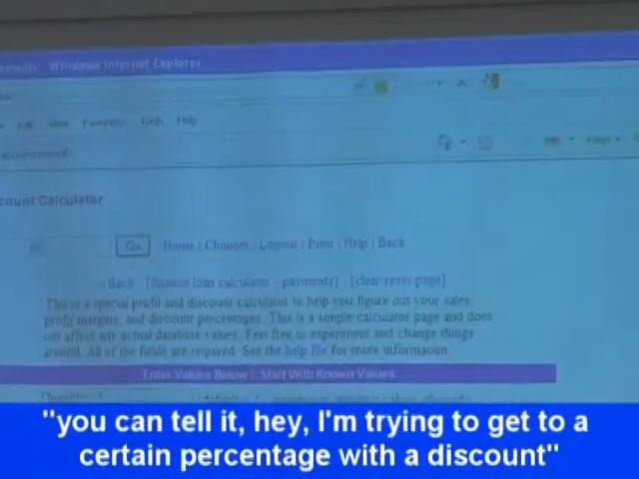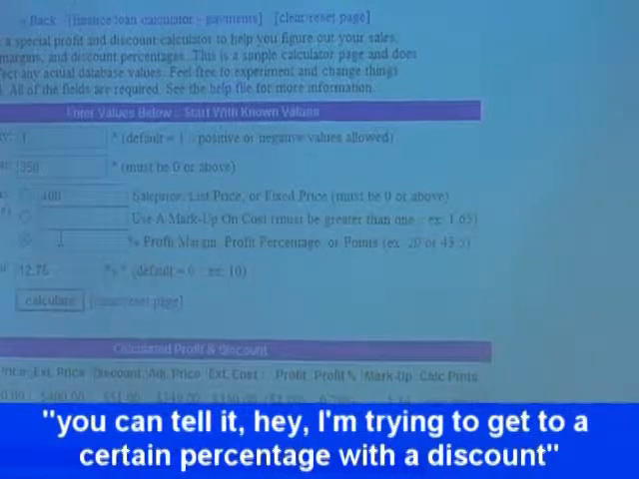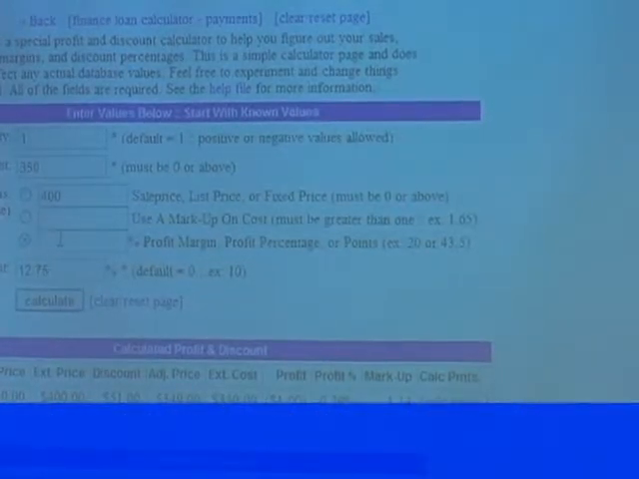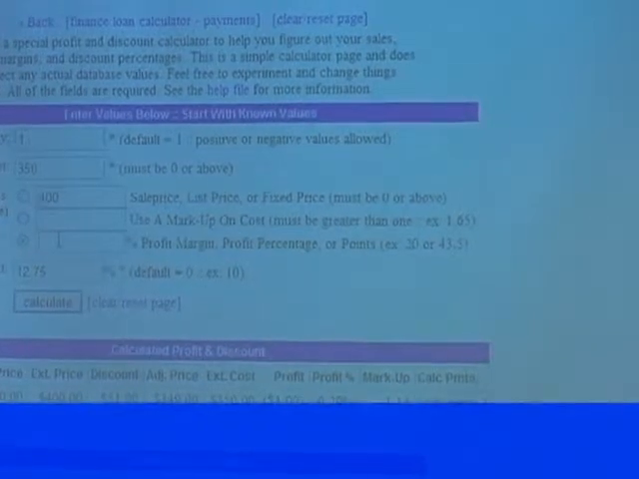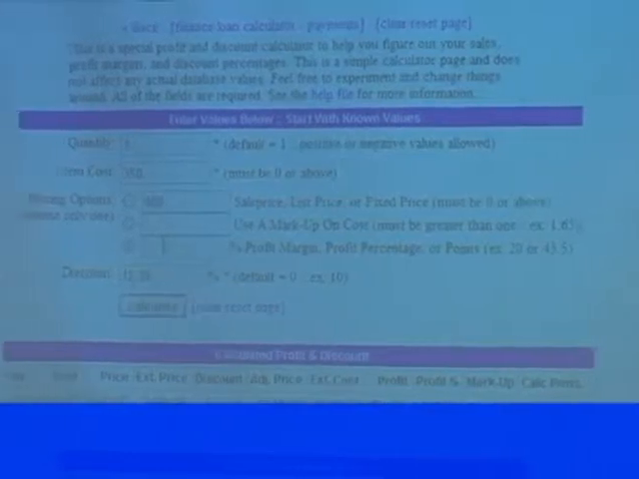It's pretty handy. You can actually tell it, hey, I'm trying to get to a certain percentage with a discount. So it can actually back figure multiple different things. Say you were trying to keep a 20% margin, but you also wanted to apply a certain discount. It does all the math for you so that you could basically go, what would it be normally, plus a 20%, plus that discount, or basically minus that discount, and then get you back to the normal number you want.